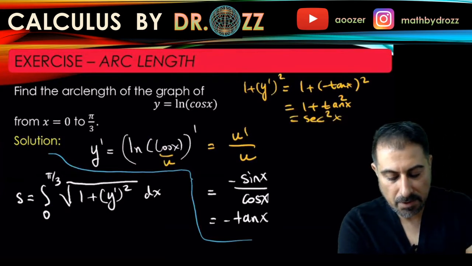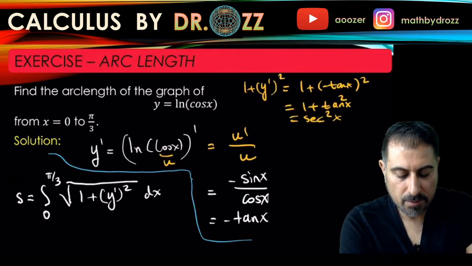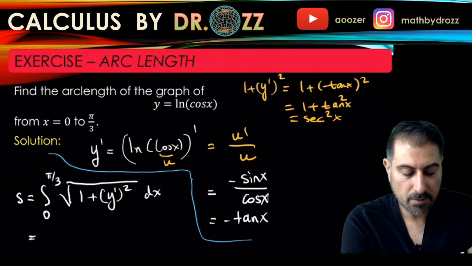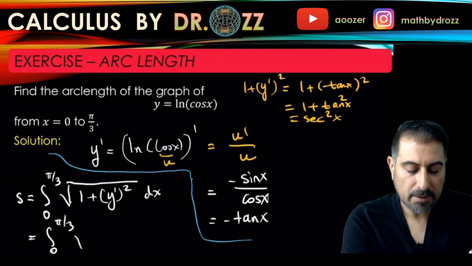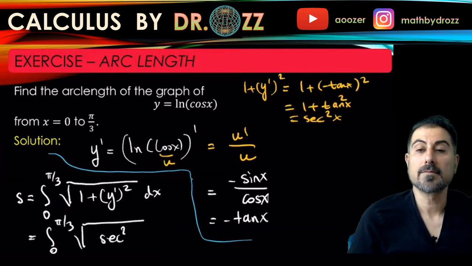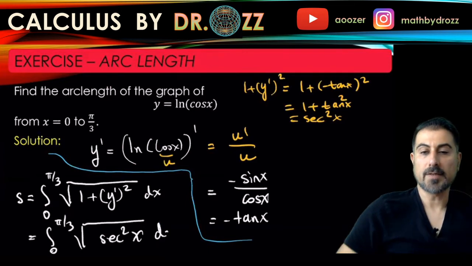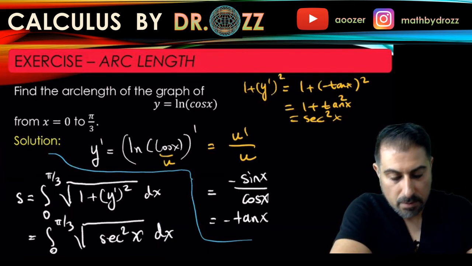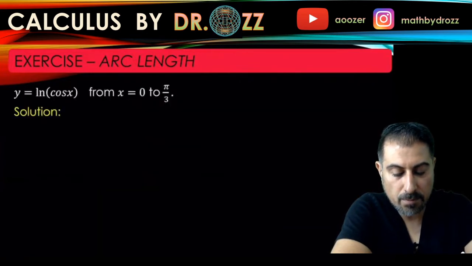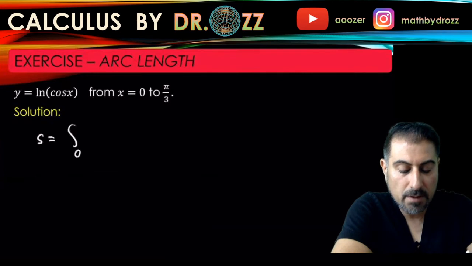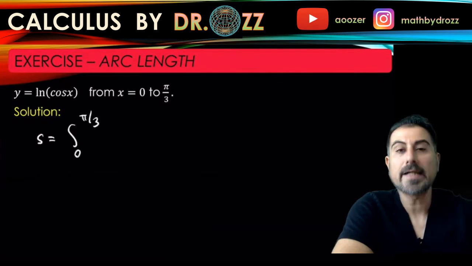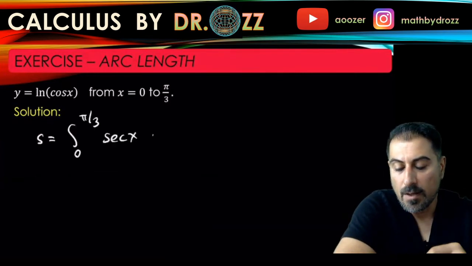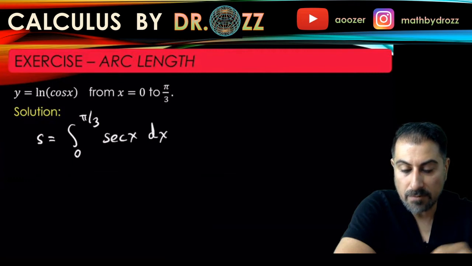So that allows me to simplify this formula to the square root of secant squared x dx. Okay. Well, this is the square root of a quantity squared term. So why don't we simplify that in the next slide? Integral from 0 to pi over 3 of secant x dx. Okay, so now we've got to rely on one of the basic integration formulas here.